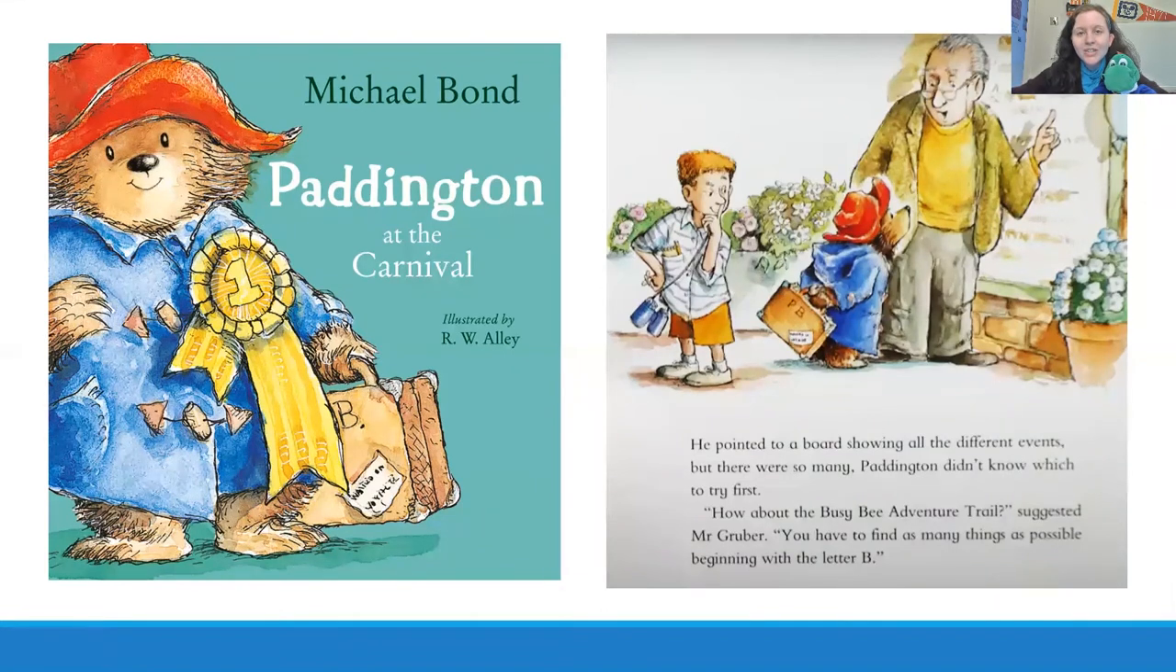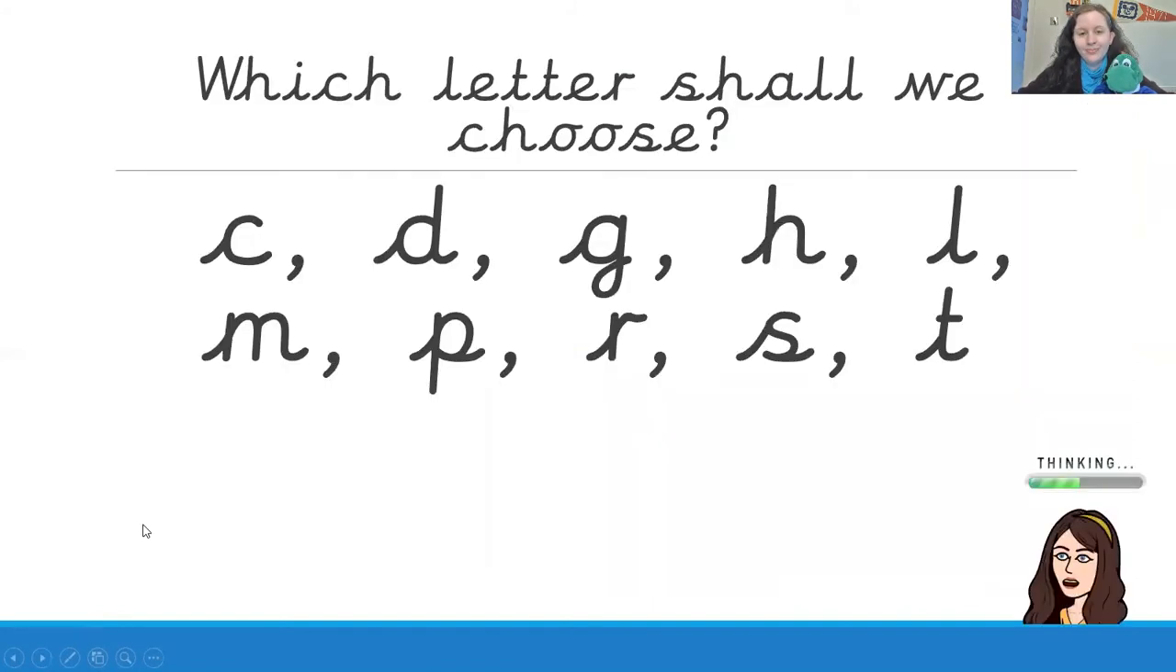That's right. So we're going to imagine that we are Paddington Bear and we are going on our own Busy Bee competition, but we are going to choose our own different letter to make it a little bit of a challenge. So I've given you some letters to choose from because otherwise you might do something crazy and pick X and not be able to think of anything. So these are the letters you are going to choose from. C, D, G, H, L, M, P, R, S, or T.